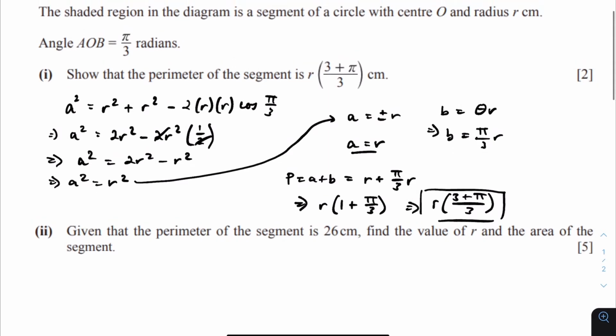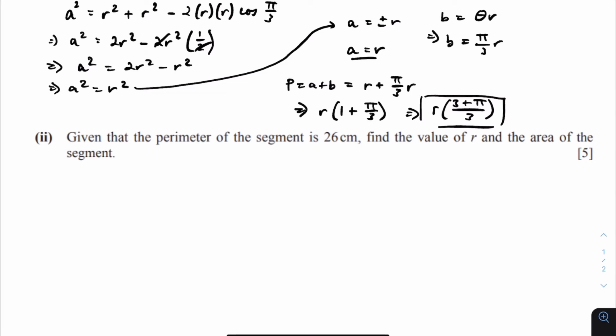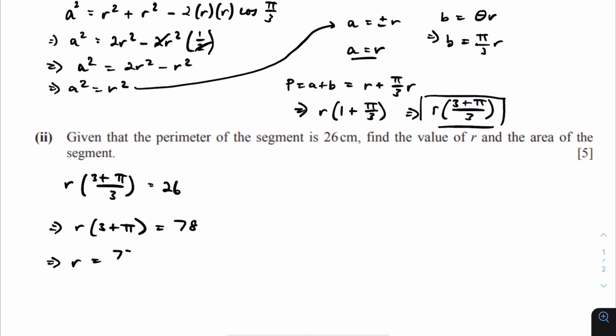Now we're going to go to part 2. So given that the perimeter of the segment is 26 centimeters, find the value of r and the area of the segment. We've already got an equation for the perimeter. So r times (3 plus pi) over 3 is equal to 26, which is the given perimeter here. And let's just solve for r. So multiply everything by 3 as the first step. So r times (3 plus pi) is equal to 78. So r is equal to 78 over (3 plus pi). We're not going to simplify it yet because we do want to make it as exact as possible. So let's use the exact value of r.